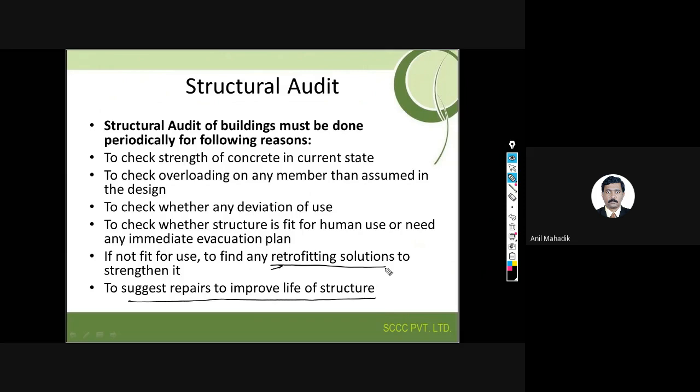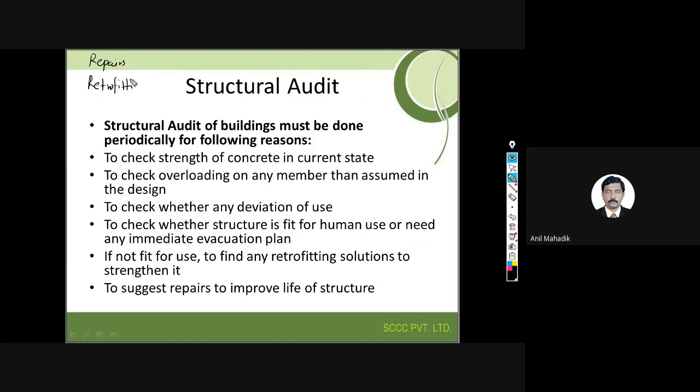paints, and there may be some leakage problem. If there are leakages, then you can tell them to do the waterproofing to avoid further leakage. So leakage and crack repair are, we can say, non-structural measures, and retrofitting is structural retrofitting. So generally there are two words used. One is repairs and the second word is retrofitting.